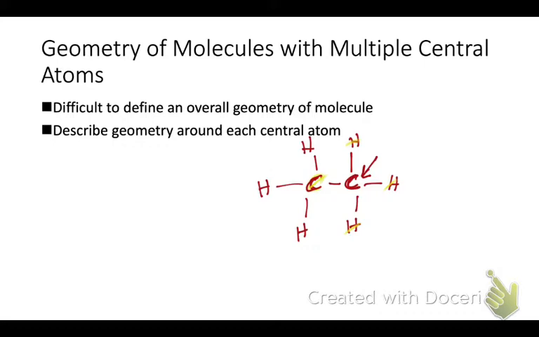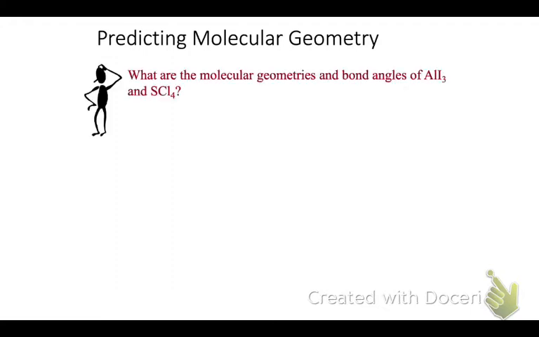Then I go to the second central atom, okay? And I say, okay, this central atom, what do I have? I have 4 different atoms around this central atom. Therefore, the geometry around that central atom is tetrahedral. All right. What are the molecular geometries of aluminum triiodide and sulfur tetrachloride? That means you do have to first write the correct Lewis structure, so you know how many bonds and how many lone pairs there are before you can predict the geometry. So you can pause the video right now and write down or draw the Lewis structure.